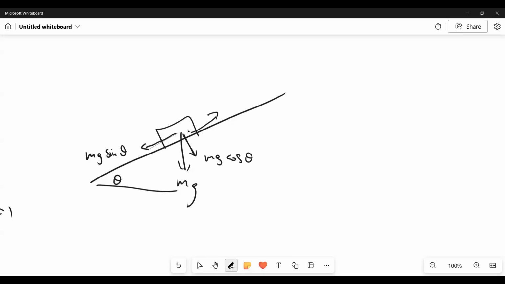Perpendicular to the plane. Perpendicular to the plane here, right? But what I want you to know is how do you do the... yes?